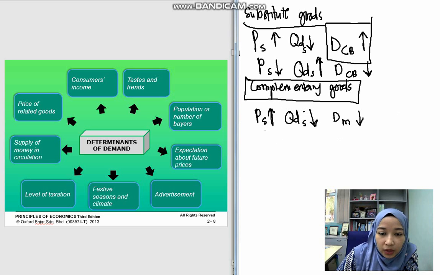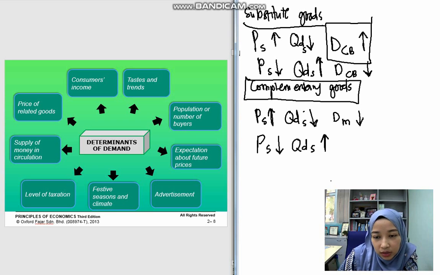Okay, and what happens if the price of Starbucks reduces? When the price of Starbucks becomes cheaper, consumers tend to buy more, so demand will increase. Okay, quantity demanded will increase. And when the demand for Starbucks has increased, the demand for milk will also increase.